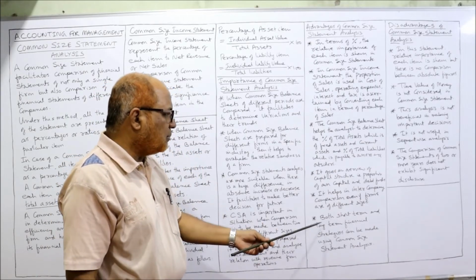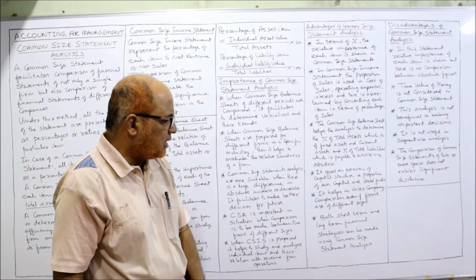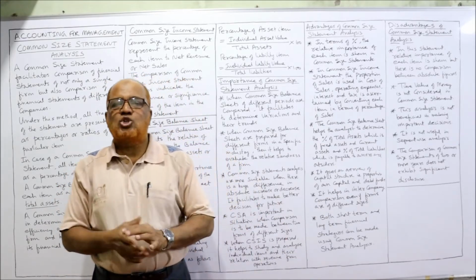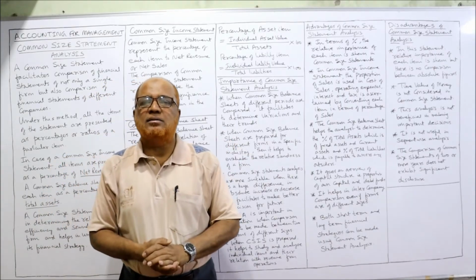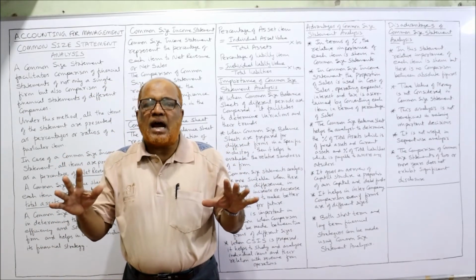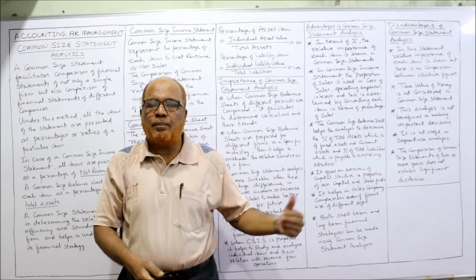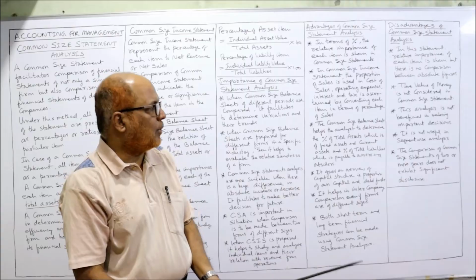Last one, both short-term and long-term financial strategies can be made using common size statement analysis. The business has to make plans, short-term plans and long-term plans. The business has to make the strategies to be implemented for the short term and long term. For this purpose, this is very, very important.